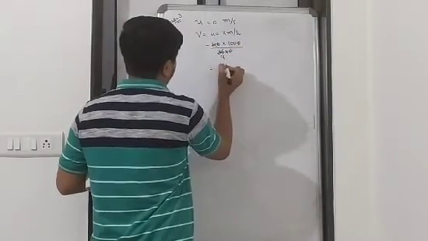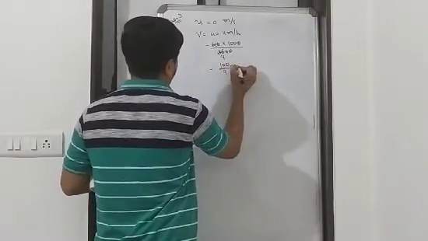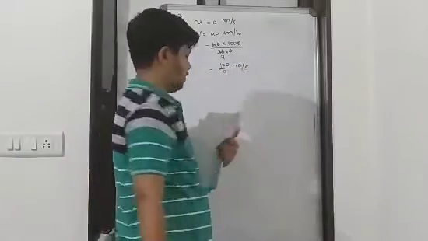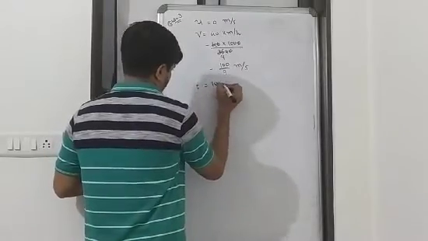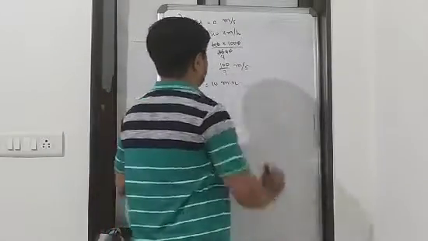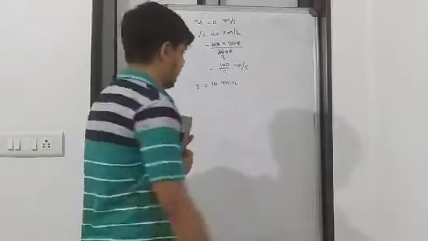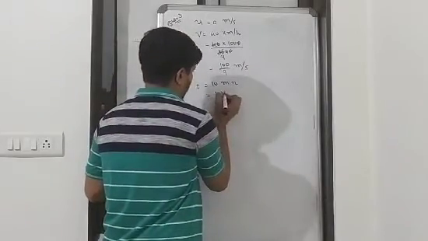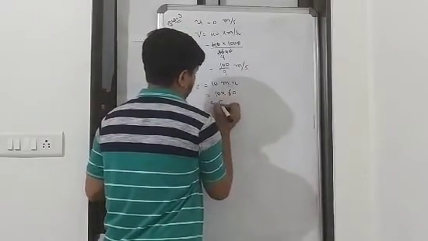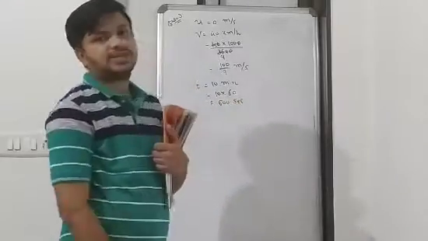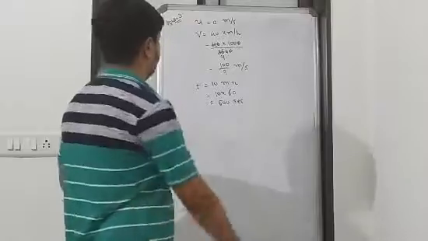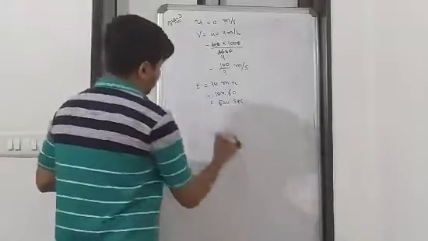So it's 100 by 9 meter per second. What is the time duration? The time duration is 10 minutes, which you have to also convert into seconds. So it's 10 into 60, so it's 600 seconds. Now you have to find out the acceleration.